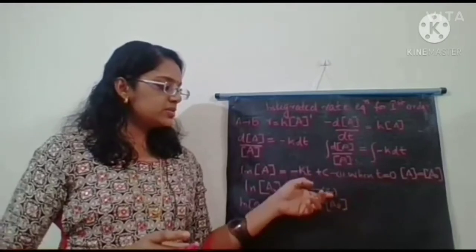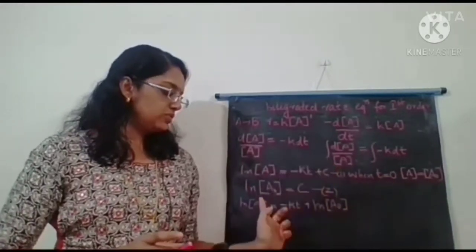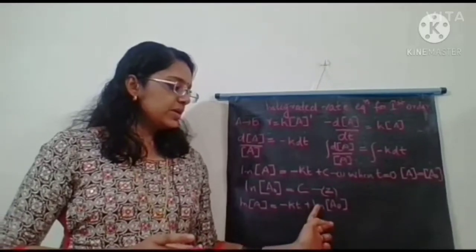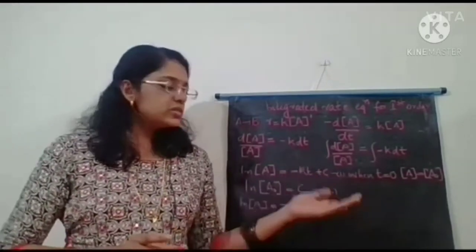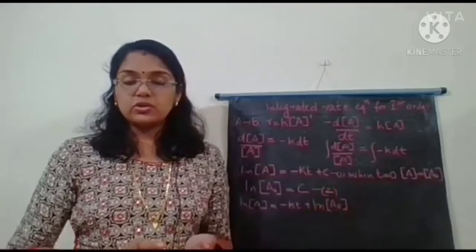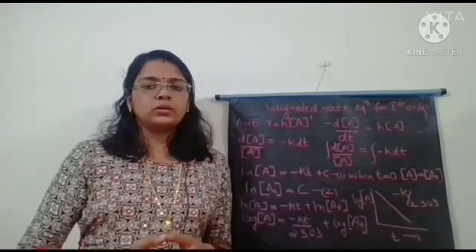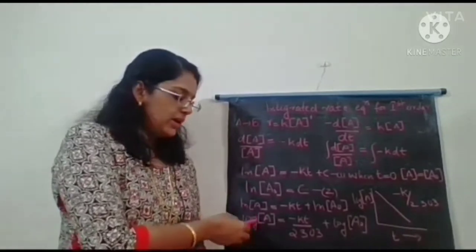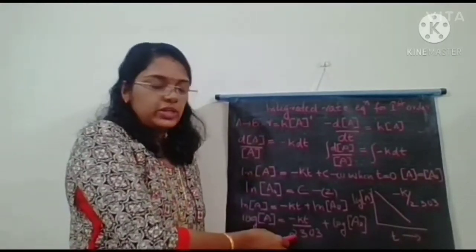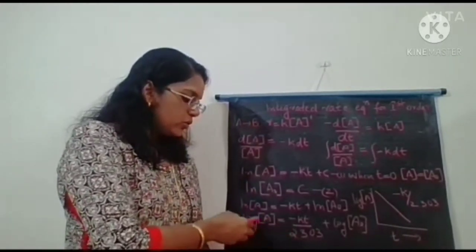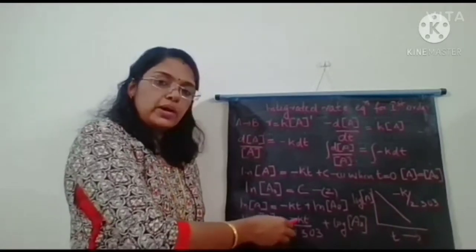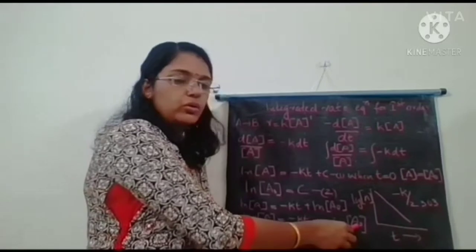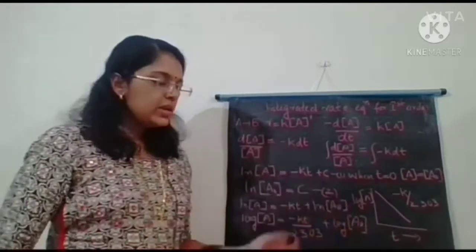So on substituting this value of C in the first equation, we get ln of A is equal to minus Kt plus ln of A0. This is the rate equation for a first order reaction. Next, to convert ln A to log A, we have to divide by 2.303. So we get log of concentration of A is equal to minus Kt divided by 2.303 plus log of concentration of A0.